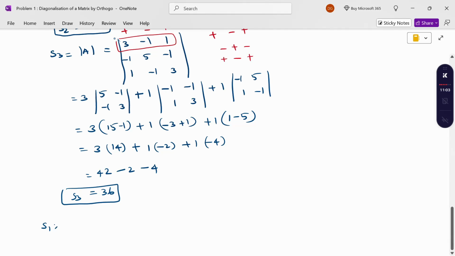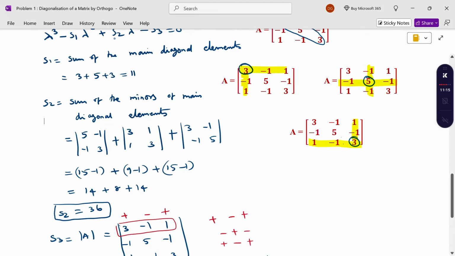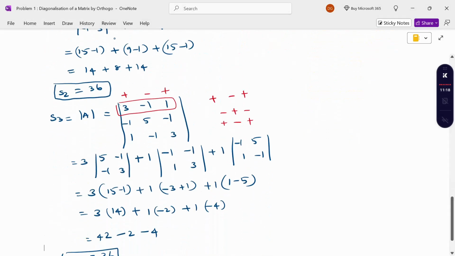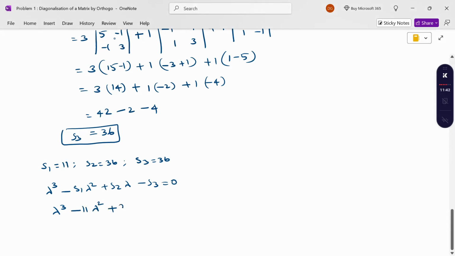Therefore S1 is 11, S2 is 36 and S3 is 36. When I apply this to the cubic polynomial, lambda cube minus S1 lambda square plus S2 lambda minus S3 equals 0. Now it is lambda cube minus 11 lambda square plus 36 lambda minus 36 equals 0.